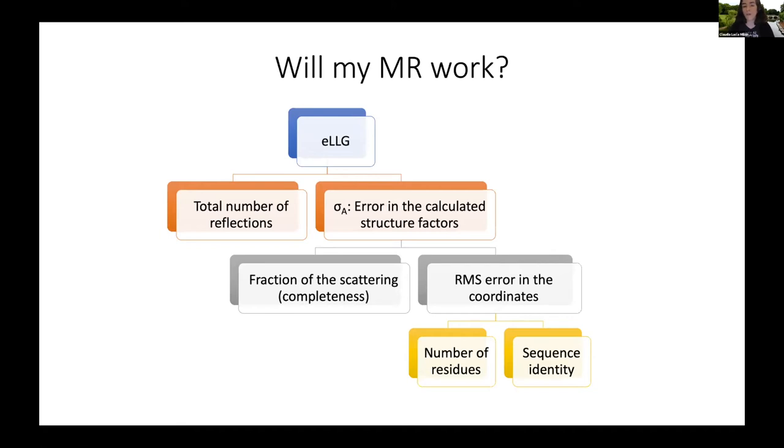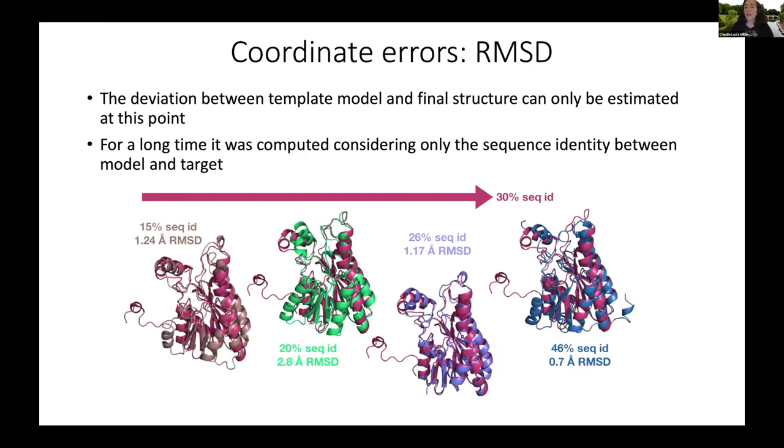And it depends on various factors. So it depends on your resolution, on the total number of reflections in your data, but it also relies on the errors in the calculated structure factor. Those errors can come because your model is partial, so it is only one component or even a domain, and also from the RMSD error that the coordinates of your model have when compared to the target. And this error can come from different places.